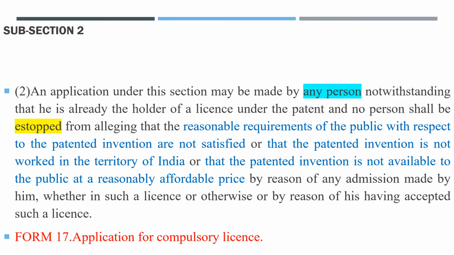So what are the grounds? Ground number 1, reasonable requirements of the public have not been satisfied, or ground number 2, the invention is not available to the public at an affordable price, or ground number 3, the invention is not worked in Indian territory. That's all, friends. This is the essence of subsection 2. I hope it is pretty clear now. Okay.